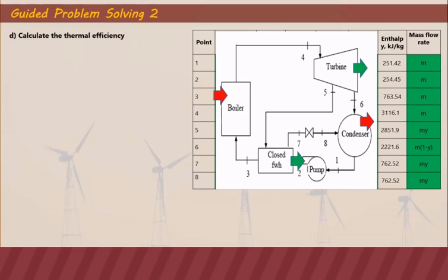And finally, for the thermal efficiency, we are just going to use the formula net work over Q in. Our net work is equal to the work of the turbine minus the work of the pump. Our Q in is the heat input in the boiler. Substituting those values, our thermal efficiency is 31.36%.